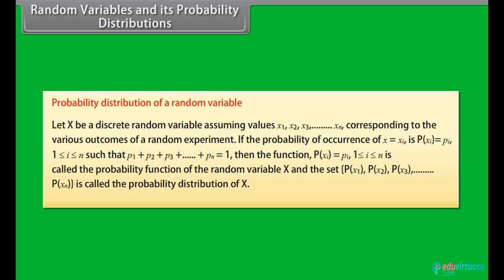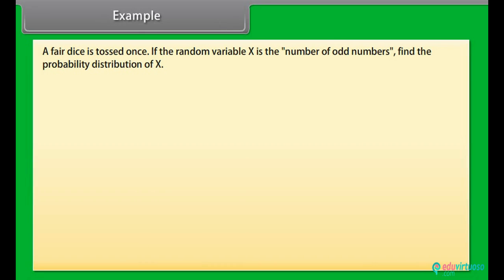then the function pi, 1 less than or equal to i less than or equal to n, is called the probability function of the random variable X, and the set of probability of occurrence of x1, probability of occurrence of x2, probability of occurrence of x3 up to probability of occurrence of xn is called the probability distribution of X. Example: a fair dice is tossed once.